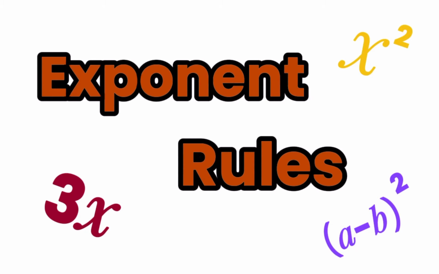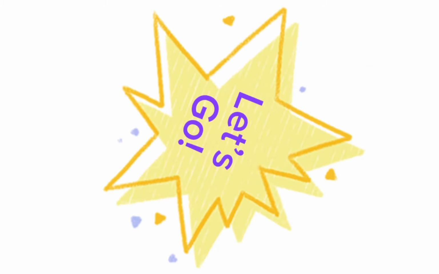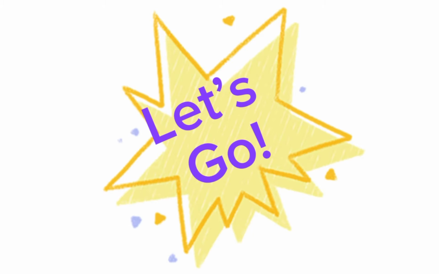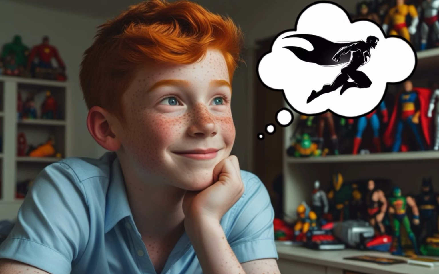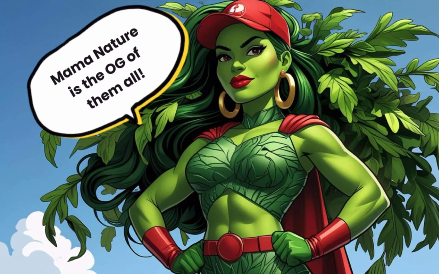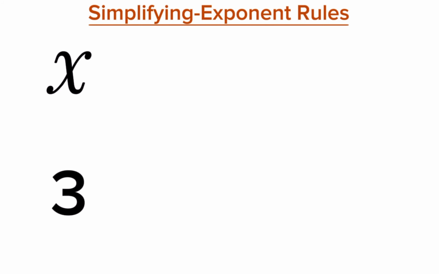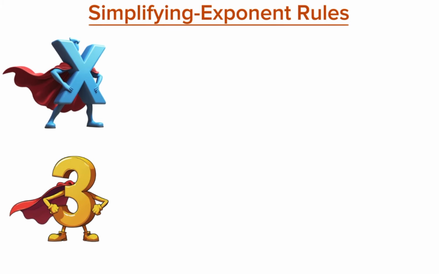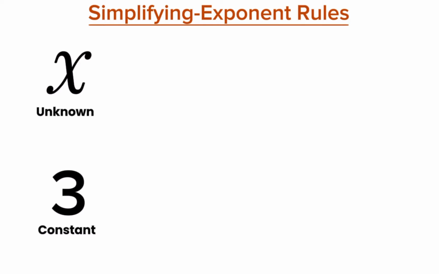In this section, we're going to look at basic exponent principles within algebra. Now with that said, imagine your favorite superhero. But this time, imagine the heroes being numbers. The superheroes are your constants or unknown variables. They are also called the base.